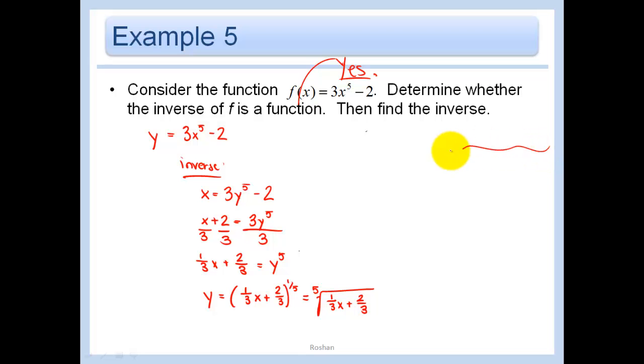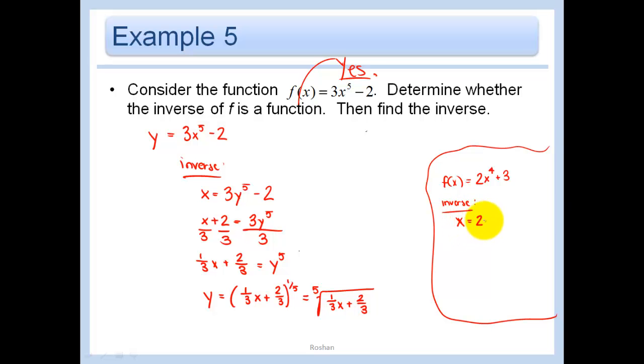If, and I'm going to do a little aside, I was doing something like f of x equals 2x to the 4th power plus 3, I don't think that the inverse is going to be a function because I have an even power, and let's show ourselves that. When we go to do the inverse, what do we get? We have x equals 2y to the 4th plus 3.